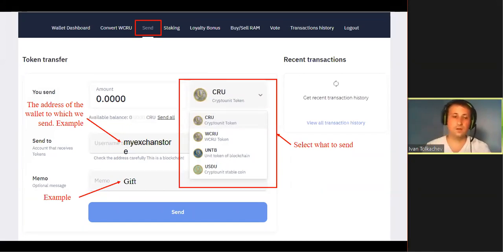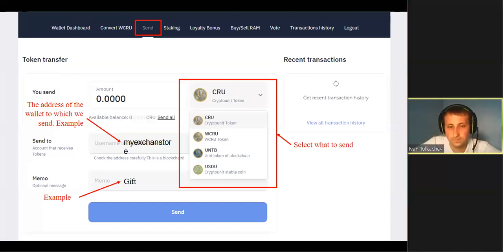The next function which is available is to transfer tokens. You indicate the address of the wallet, select the token you would like to transfer, indicate the address of the wallet to which you would like to make a transfer, and you write down a memo, for instance, gift or any other message, and press the button send.